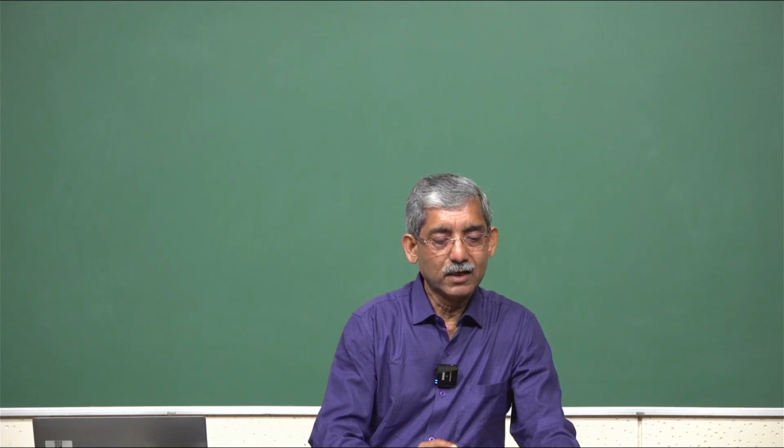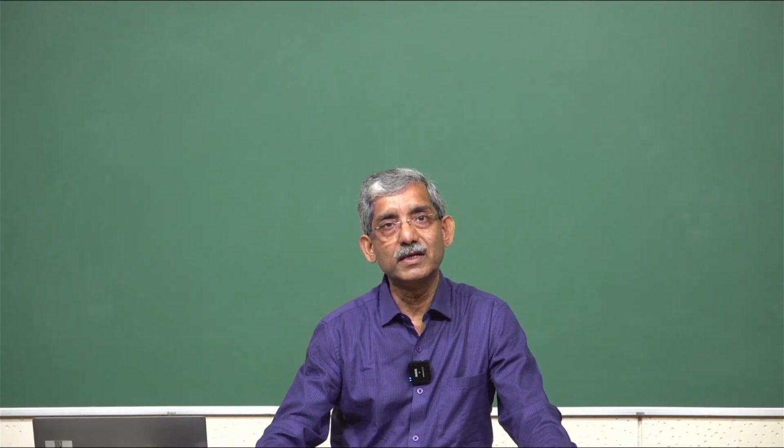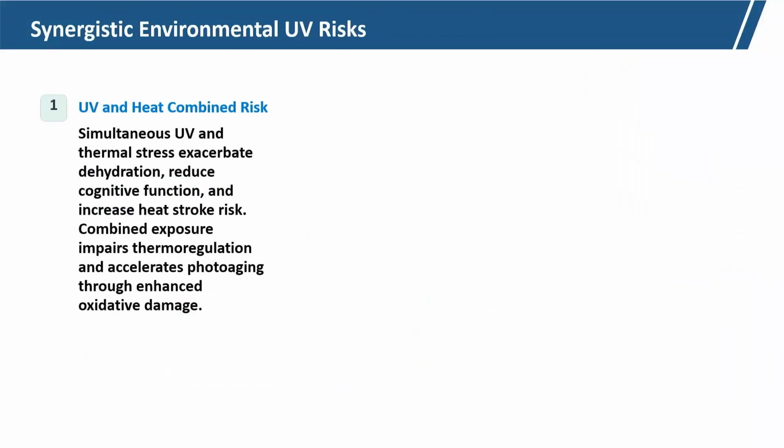Now, synergistic environmental UV risk. What are the different types of UV risk? Now, UV and heat combined risks. Basically, the problem is that when UV comes from the sun, it comes with the heat also, and that combined risk enhances the exposure. So, that increases the different types of other problems.